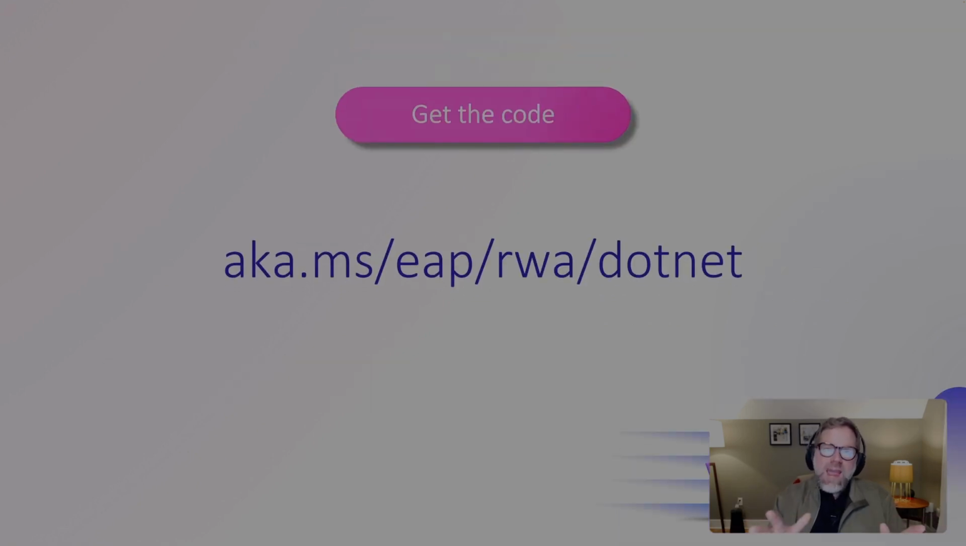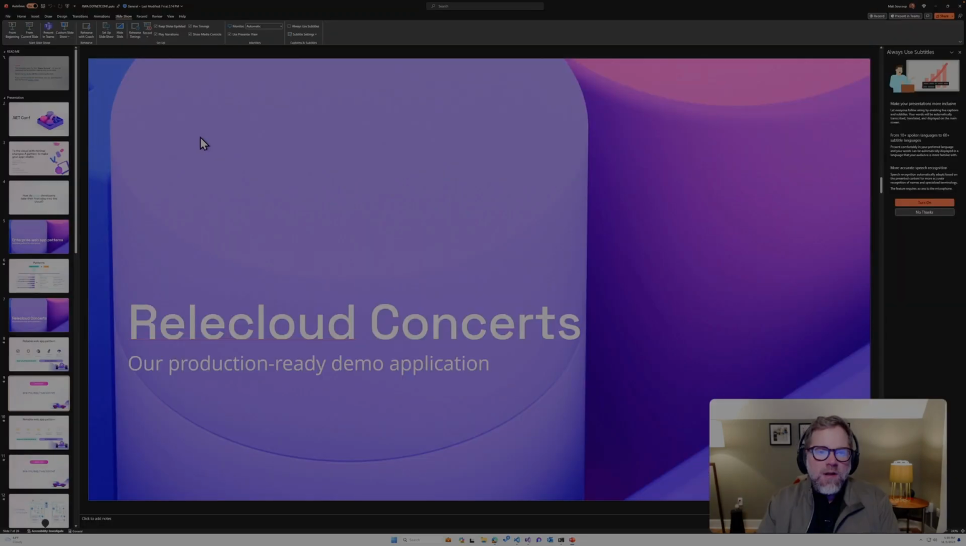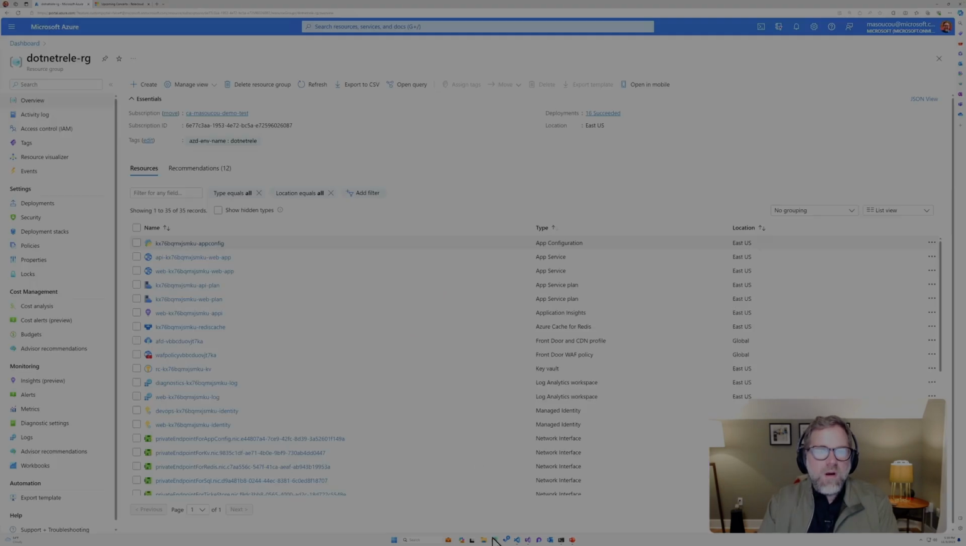So you can get the code at aka.ms/EAP/RWA/.net. Somebody got happy with the slashes. That was me, aka.ms/eap/rwa/.net, enterprise app patterns, reliable web apps, .NET, our favorite platform to be writing apps on. So let's jump out to the code and see what we're dealing with.